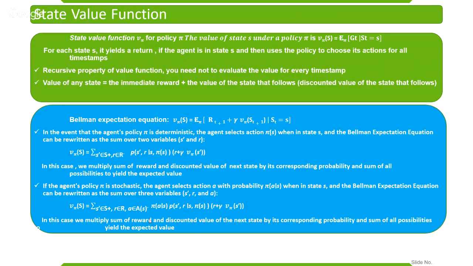So basically, this is how your deterministic value would be calculated. And similarly, you can see the equation for stochastic policy. Here, the additional point that you get in the equation is that the agent selects an action A with the probability pi(A) when it's in state S.